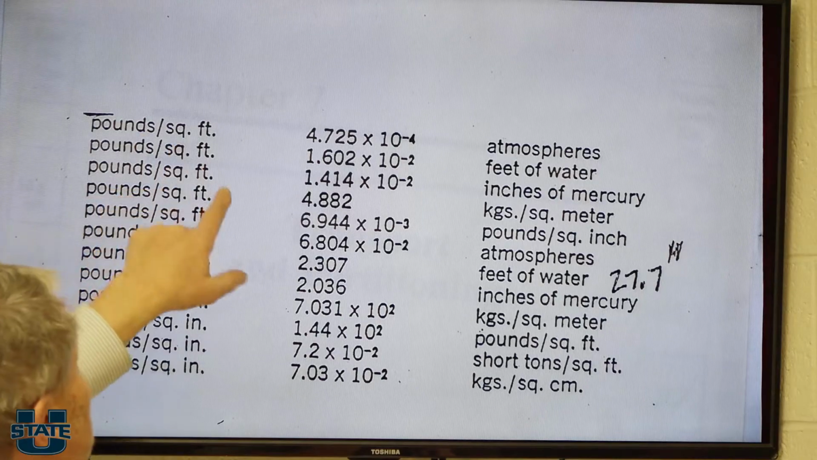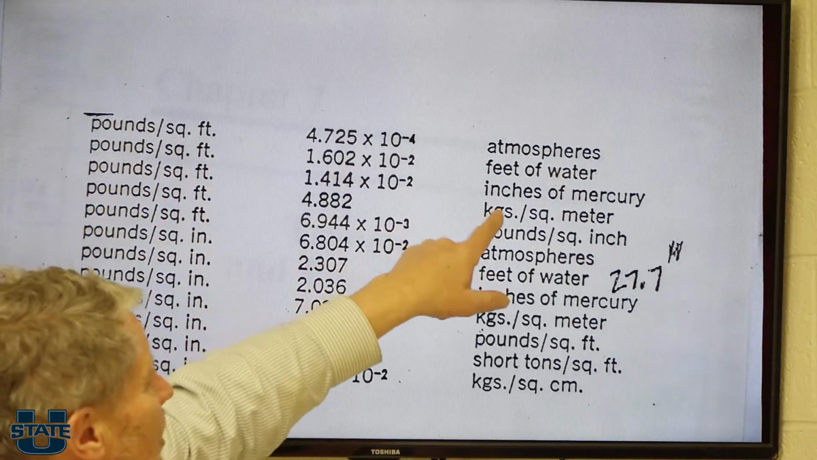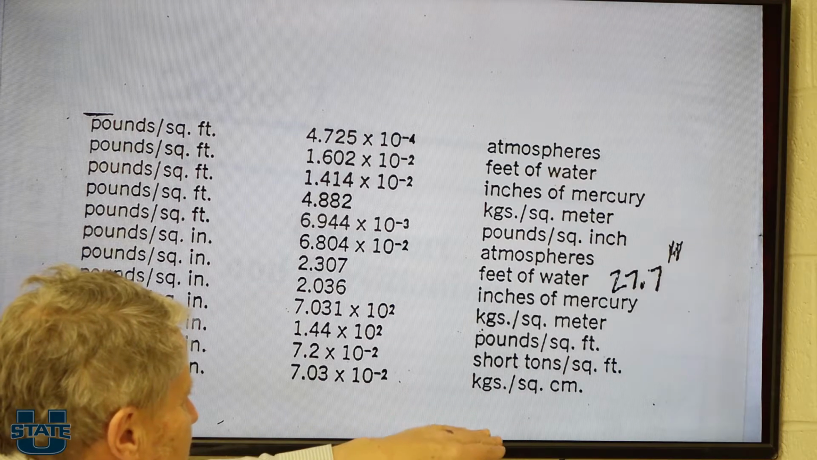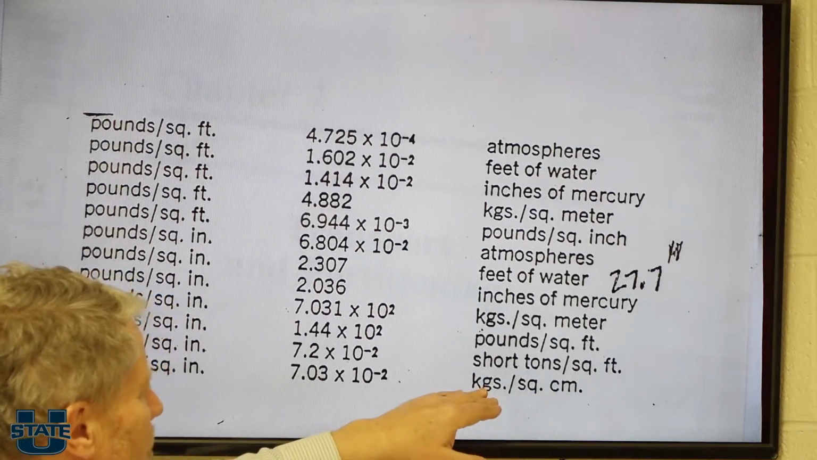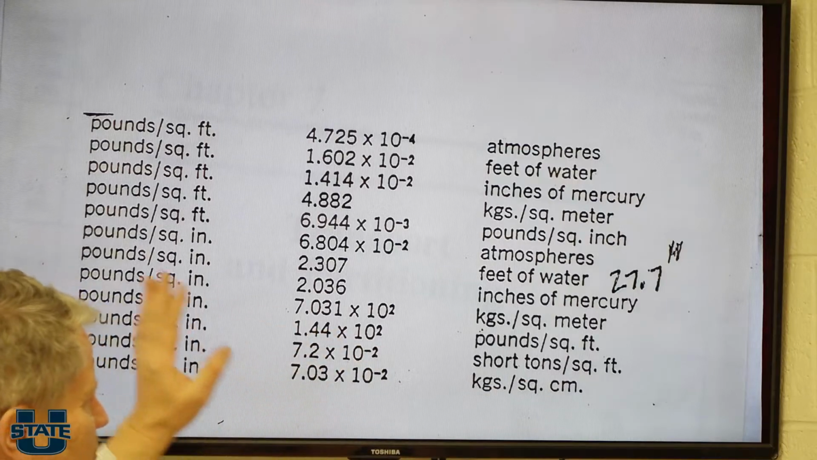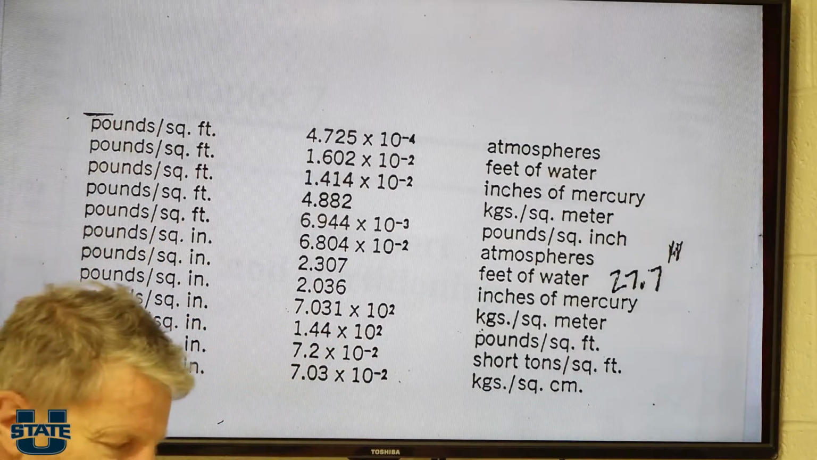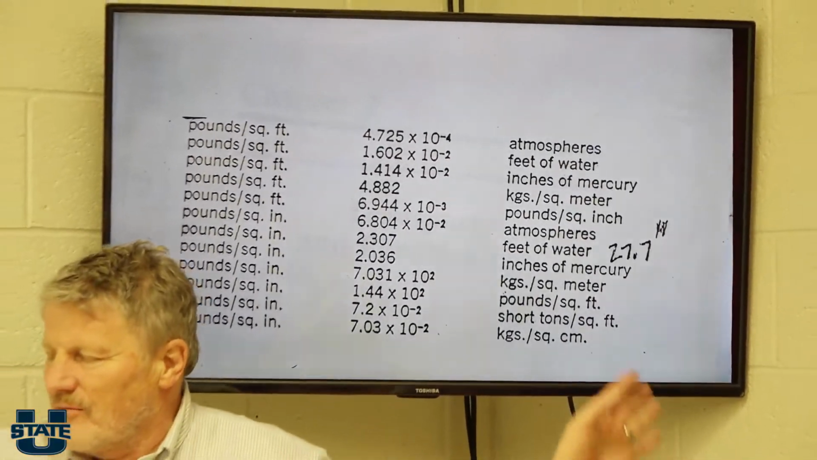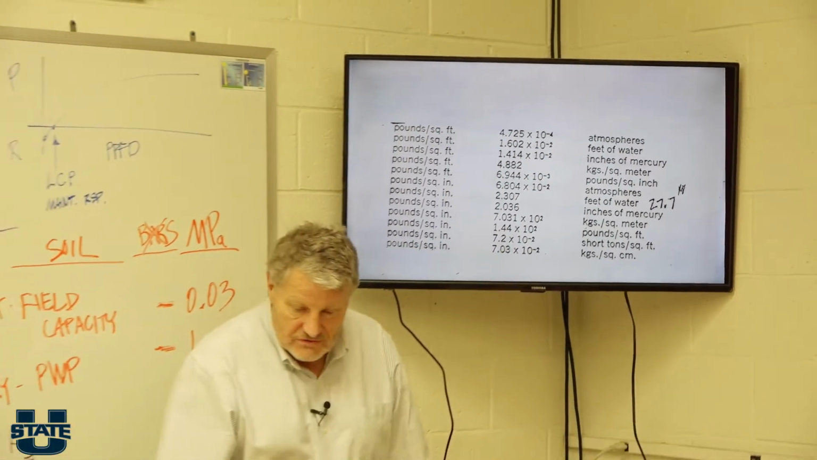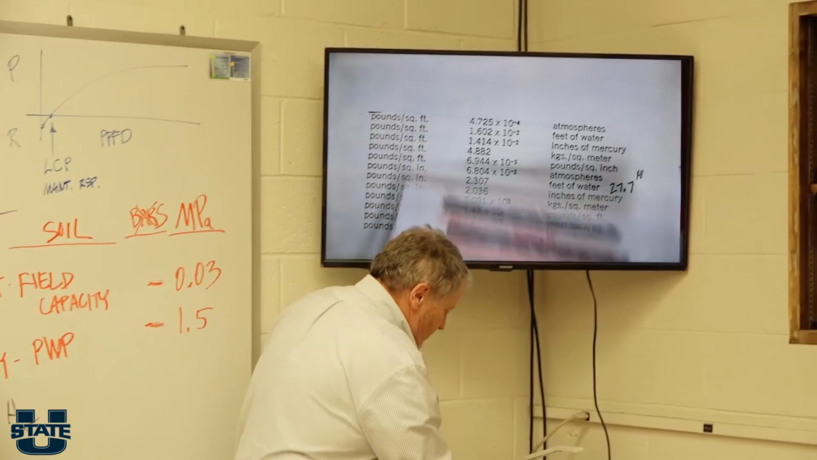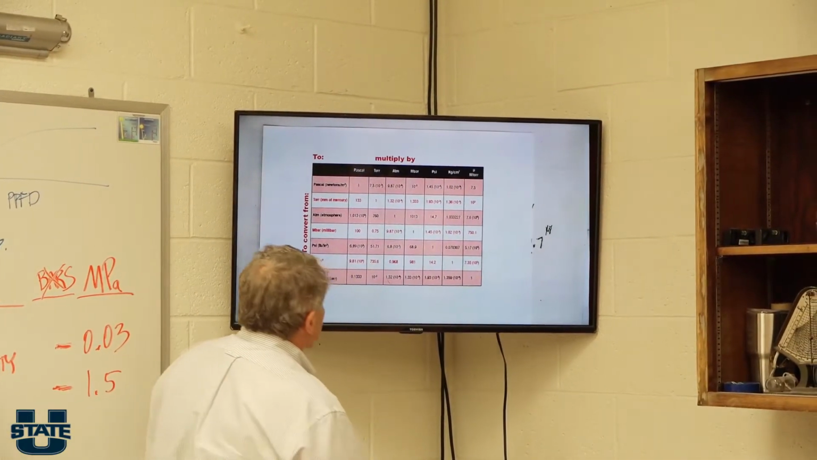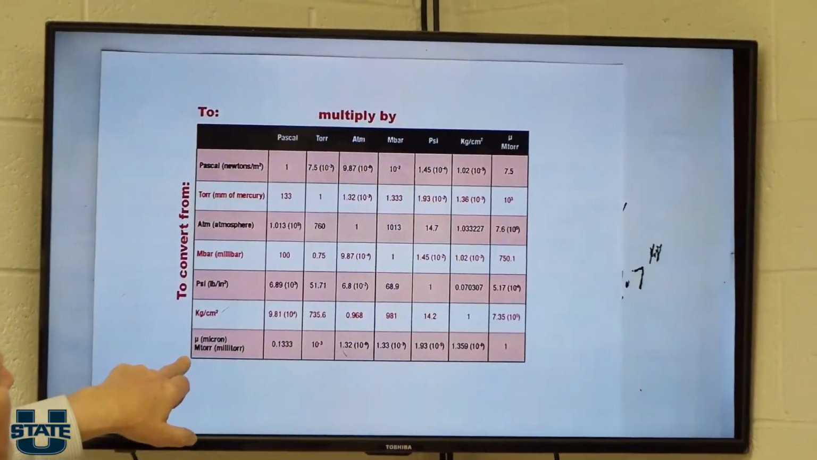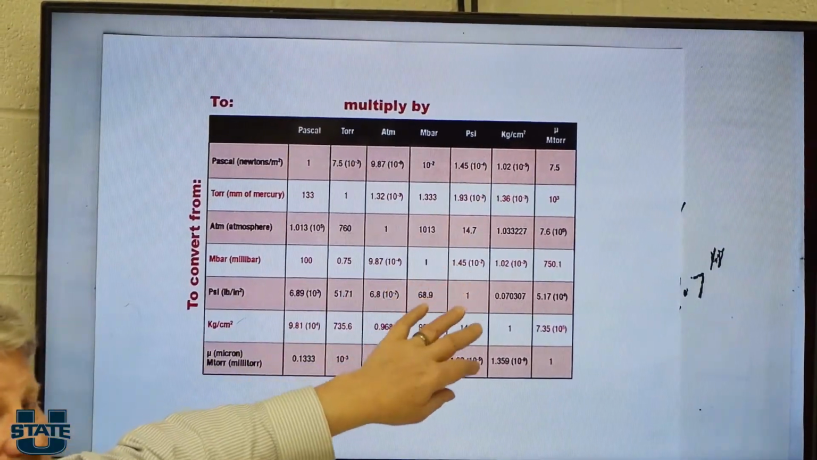And that's pounds per square foot. Feet of water, inches of mercury, atmospheres, kilograms per centimeter, oh my goodness, short tons per square foot. This whole thing's a mess. But if you just learn the SI units and you get everything to SI, then boom. So the first step is unit conversion. Here's another thing I looked up on the internet. Here's another little table. To convert from these units, multiply by this to get these other units.